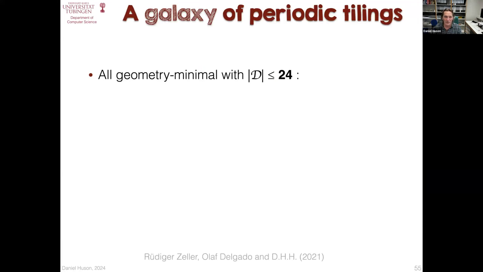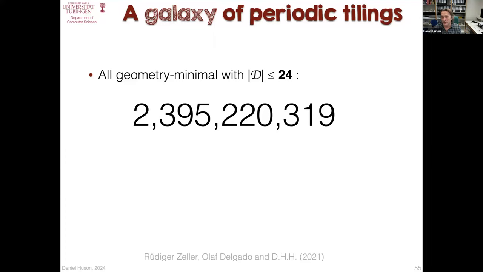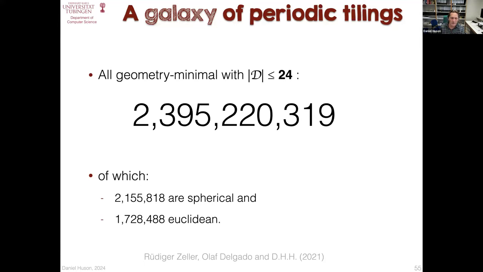Okay, so how far can we go? We went up to 24, and there's 2.4 billion tilings with up to 24 elements in their Delaney-Dress symbol. And this is not just a number that we computed. We actually have a big file. It's 300 gig in size, and it contains all these Delaney-Dress symbols. Whether this really is helpful for mathematics, I don't know. But we wanted to see how far we can go. And of these 2.4 billion tilings, just over 2 million are spherical, 1.7 million are Euclidean, all the rest are hyperbolic.